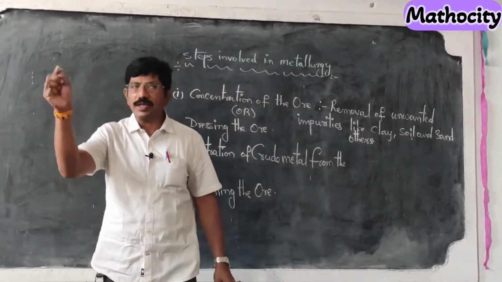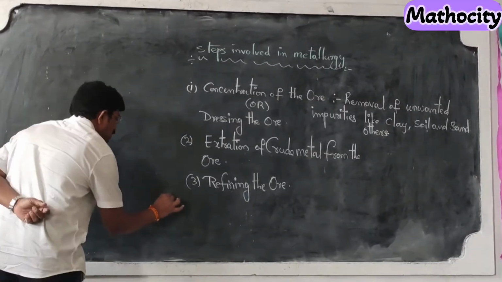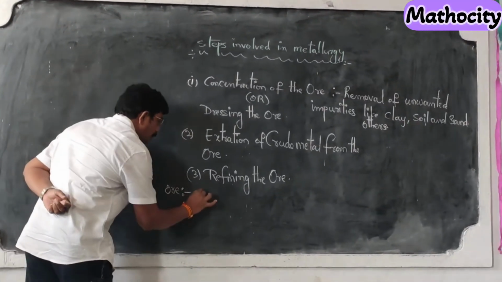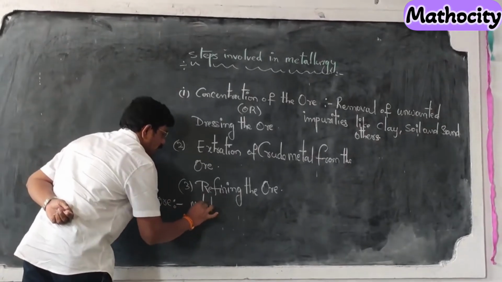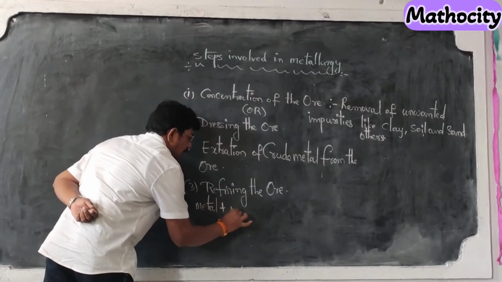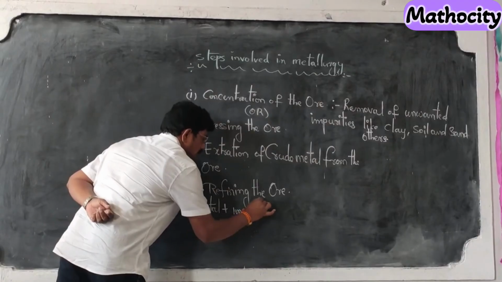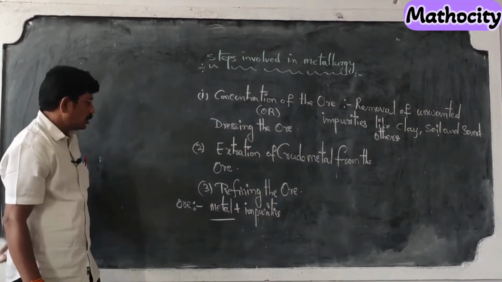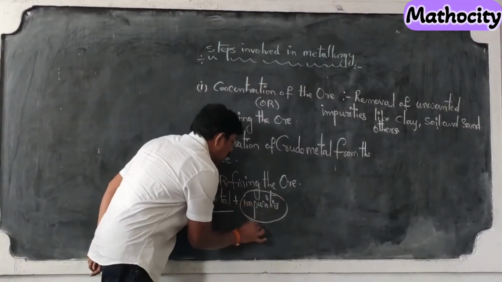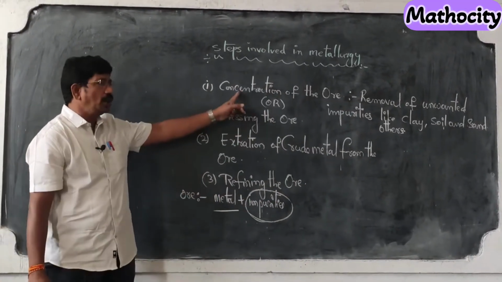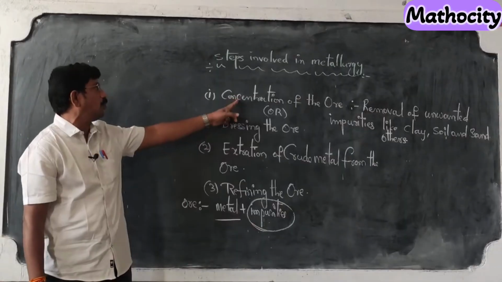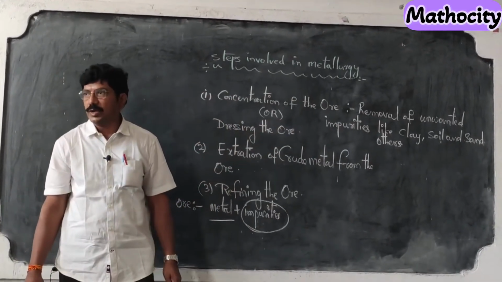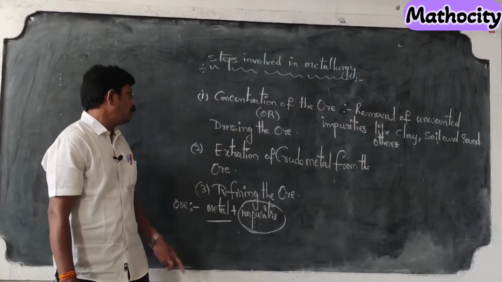Remember that ore in the sense, what is the definition given for ore? See this one. Ore is a mineral. I defined, ore consists of metal and impurities. Metal plus impurities. You need only metal now. So what are to be eliminated? Impurities are to be eliminated. This process, initial removal of impurities from the ore, is known as concentration or dressing the ore. Okay, next come to the second point.